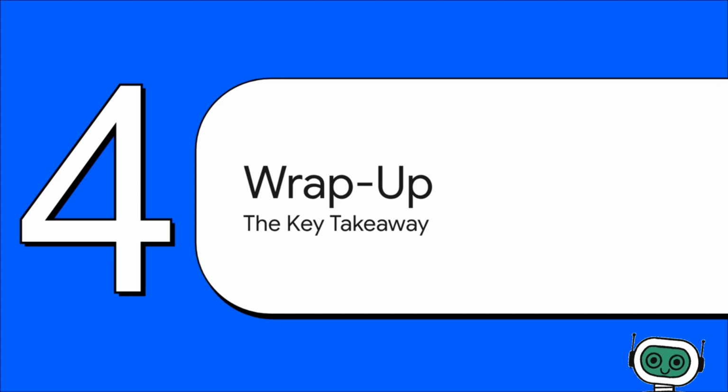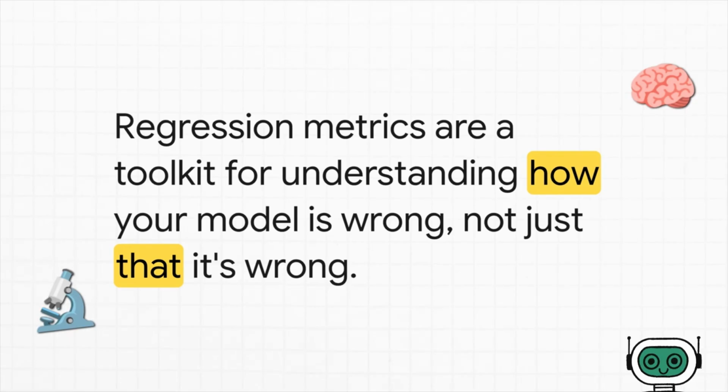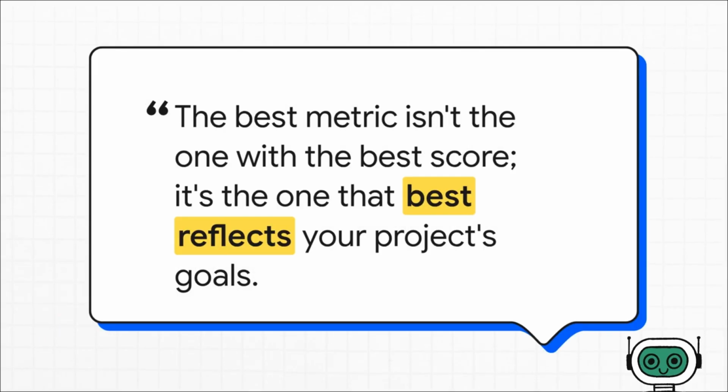So let's bring this all together with the one idea you should take away from all this. These metrics are more than just a final score. They're diagnostic tools. They help you understand the specific ways your model is failing so you can actually go back and make it better. So always remember this: the best metric isn't the one with the lowest error or the highest score, it's the one that most closely aligns with the actual goals of your project.